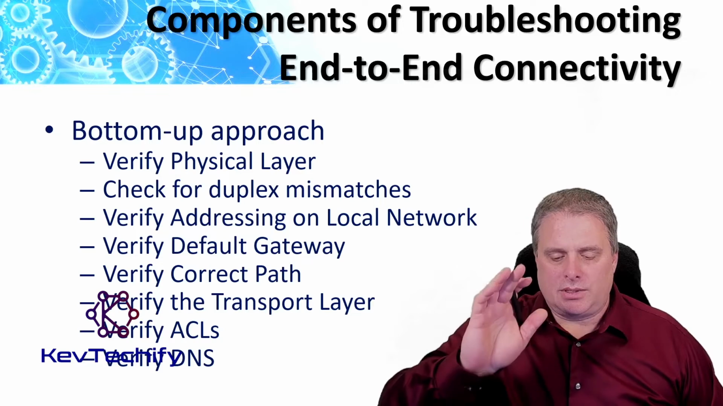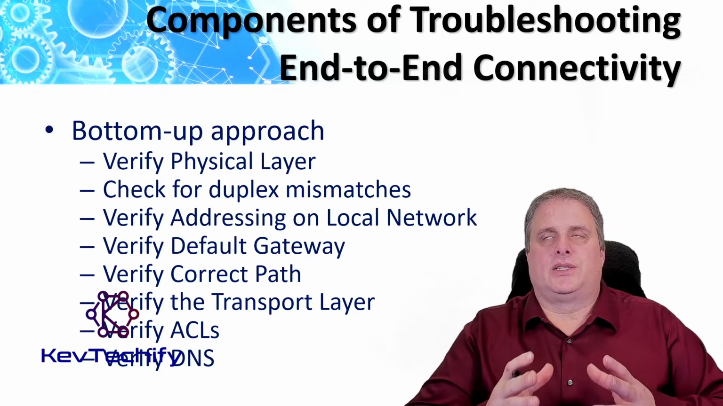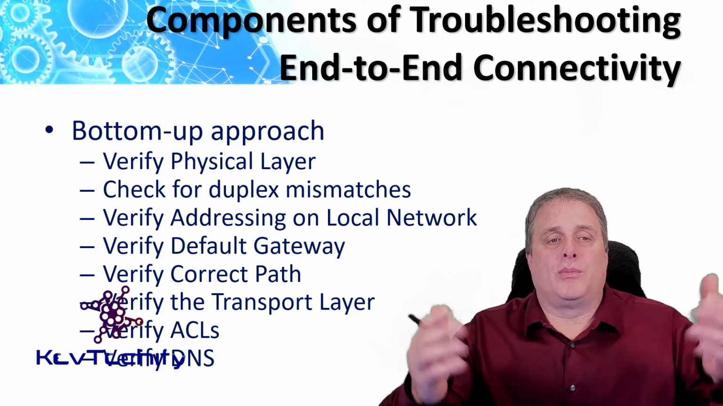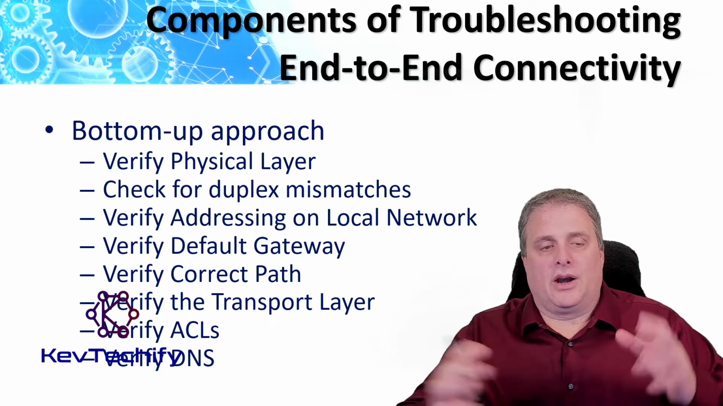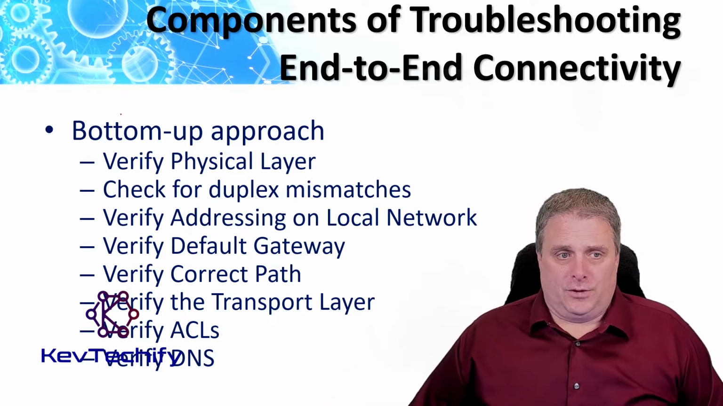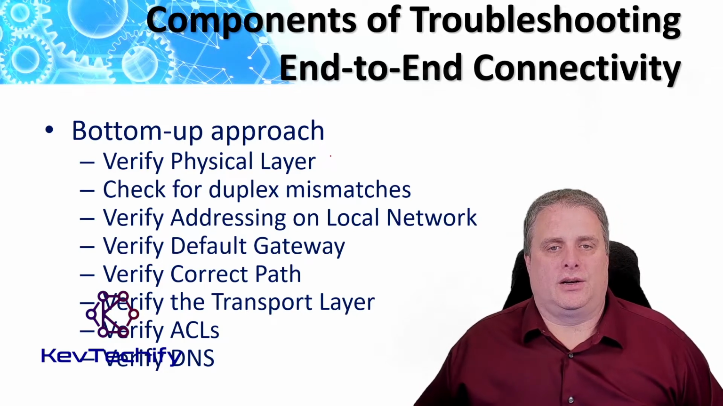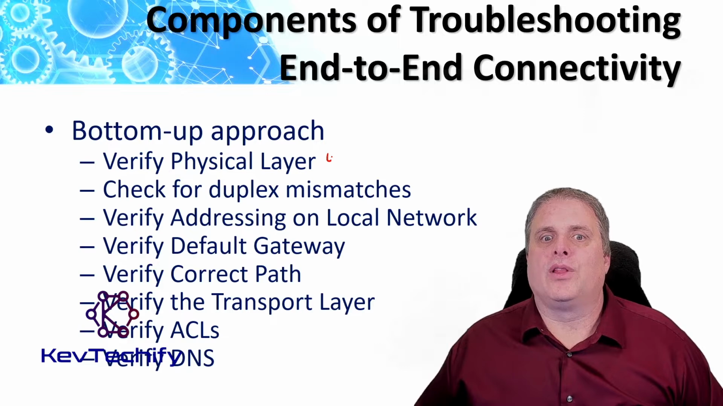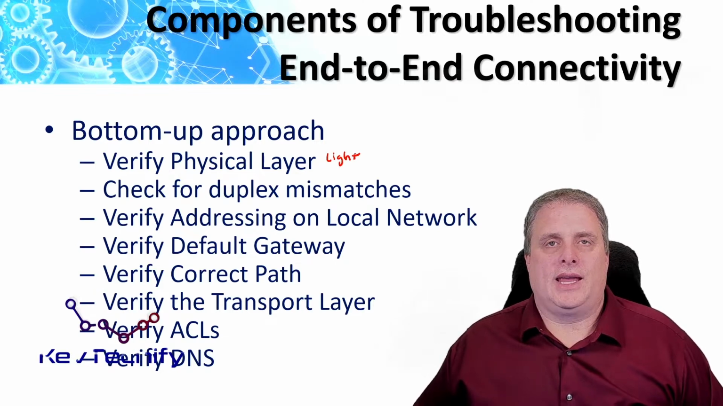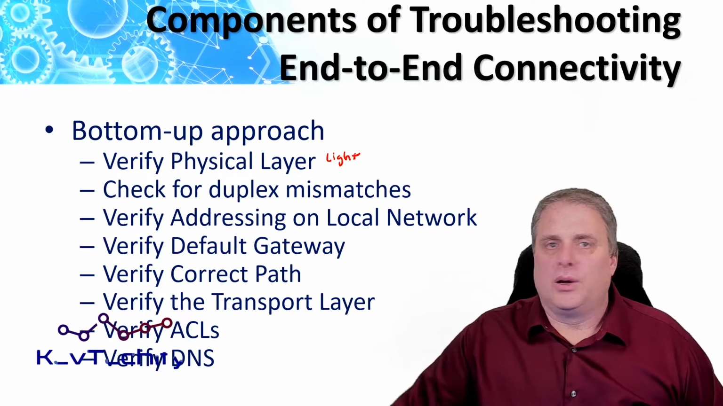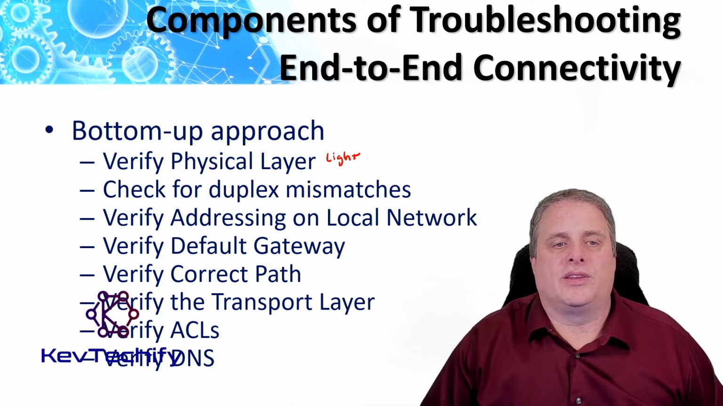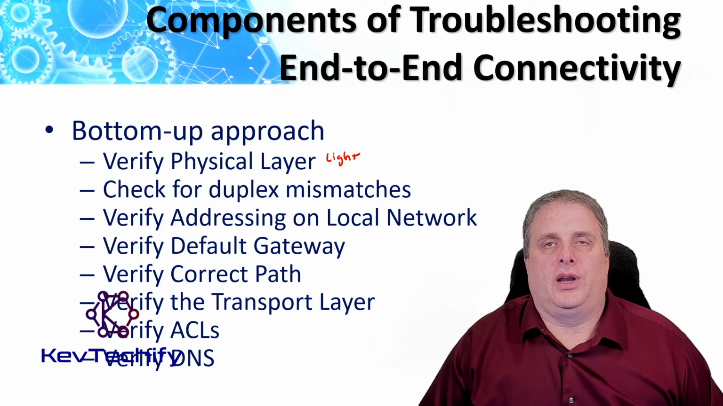A lot of times, one of the best processes to do troubleshooting for end-to-end connectivity is the bottom-up approach. There are 8 steps in this. First thing we do is we look at the physical layer. The easiest way to look at it is, do you have lights? Is that cable connected into my device? Is that connected into the switch? Is there some sort of light? Is that physical layer up and running?